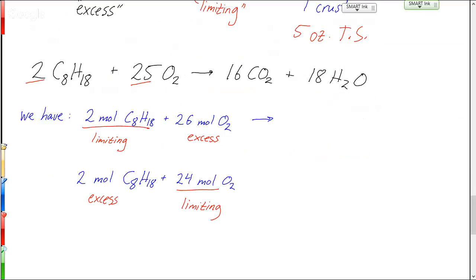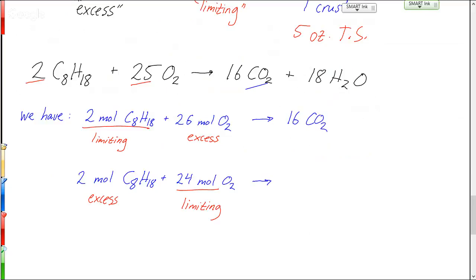So let's say for this one, let's just focus on the carbon dioxide. If we have 2 moles of C8H18 and 26 moles of oxygen, the 2 moles of octane is limiting. So if we want to know how much carbon dioxide we make, we have to base that on the 2, not on the 26. In this case, that's simple because that's just the number from the equation. So we would make 16 moles of carbon dioxide.